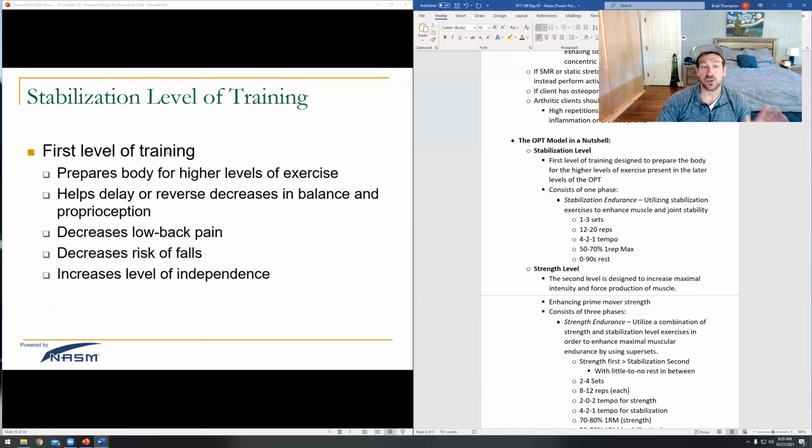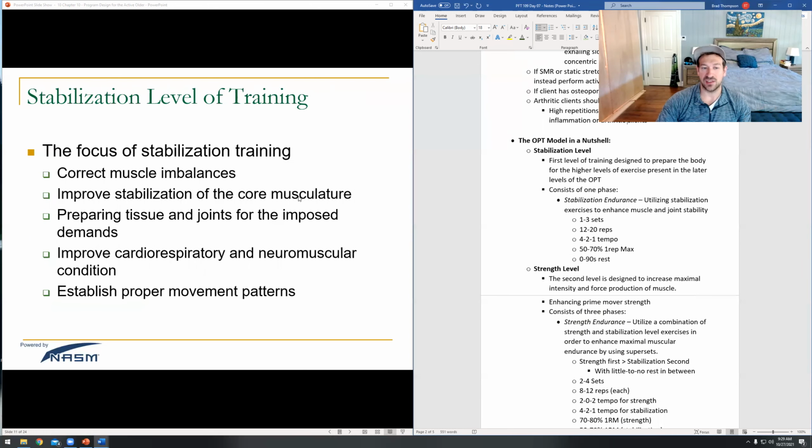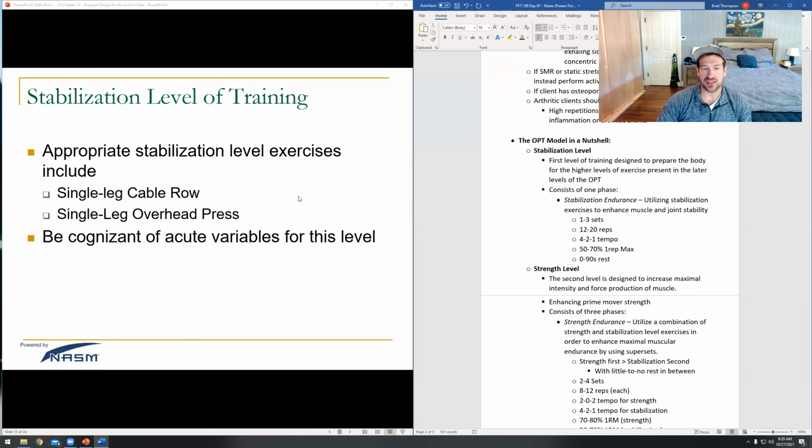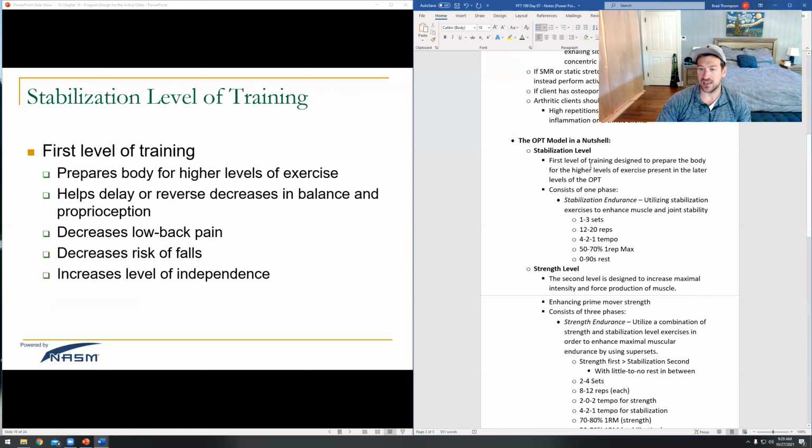So the first level is the stabilization level, right? The stabilization level only has 1 phase within it. The level is simply called stabilization. The phase is technically called stabilization endurance. The idea behind the stabilization level is that it's designed to prepare the body for the higher levels of training to come. It's prepping you for the strength level.